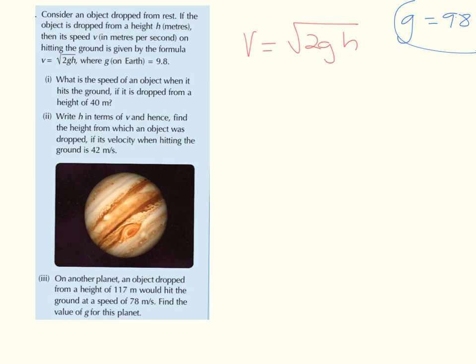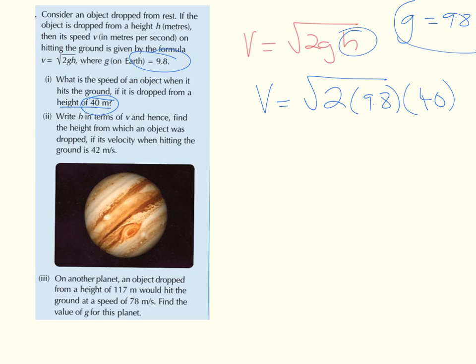So find v if the height is 40. So now v is going to be equal to the square root of 2. We now know what g is. We were told it up here. 2 times 9.8. And in this case, the height is 40, which means the h is 40. So times 40. What would the speed be? And you can just use your calculator to work that out. So v equals the square root of 785.